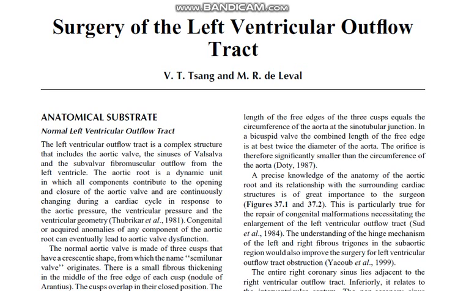Today's topic is surgery of the left ventricular outflow tract. Anatomical substrate. Normal left ventricular outflow tract. The left ventricular outflow tract is a complex structure that includes the aortic valve, the sinuses of Valsalva, and the subvalvular fibromuscular outflow from the left ventricle.